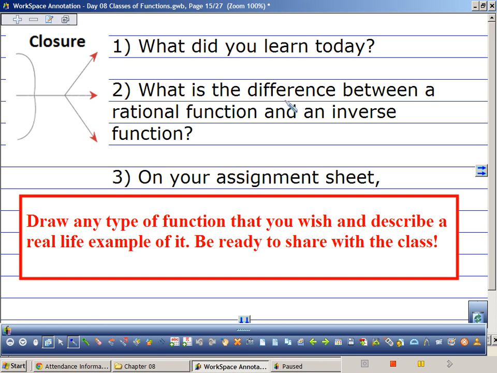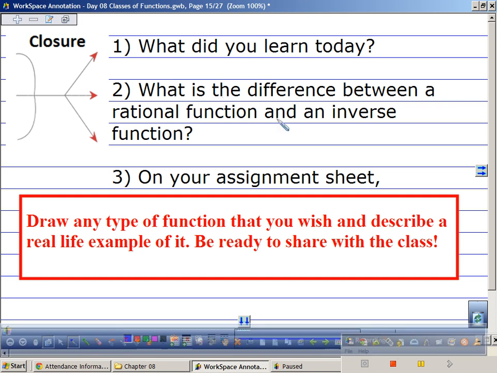What did you learn today? Different functions. Hold on. What is the difference between a rational function and an inverse function? Inverse function and rational functions. Inverse function is a rational function, but what makes it an inverse function specifically? The translation doesn't translate, so the asymptotes are x equals 0, y equals 0. Okay, we'll go over this tomorrow.